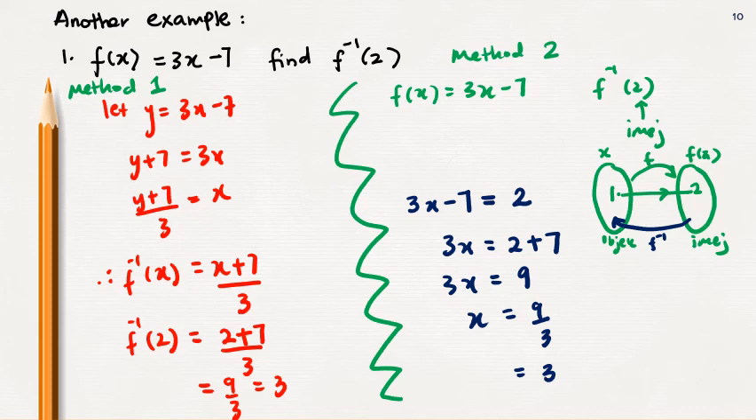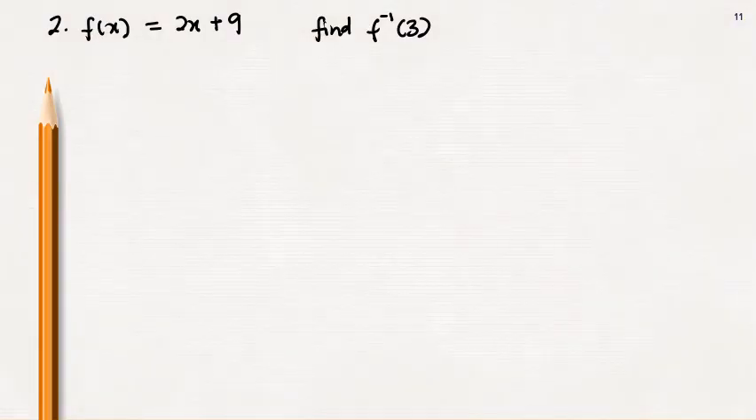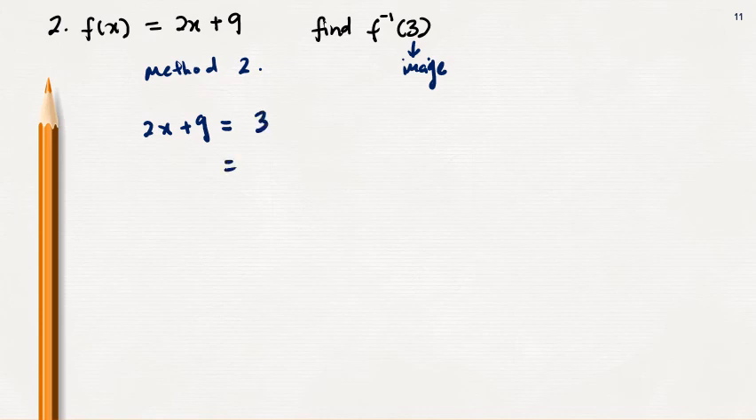Okay. So mari kita tengok lagi. Sekarang ni kita guna method 2 saja. Okay, method 2. Okay, so now he is given that function of x, 2x plus 9. Find f inverse 3. So kita tahu 3 ni adalah image kepada function. So kita terus je tulis 2x plus 9 is equal to 3. So 3 minus 9, 2x. So x is equal to 3 minus 9 is what? 6, right? Okay, negative 6.